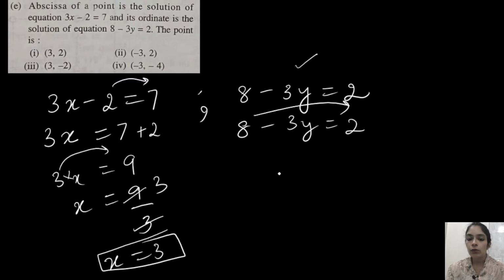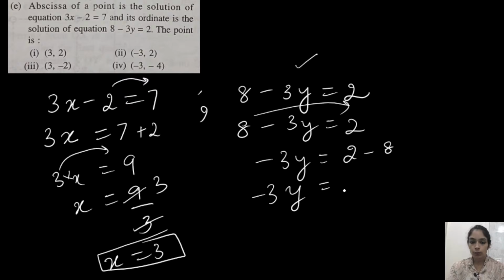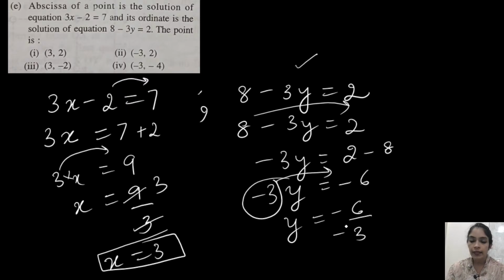Let's shift 8 to the other side. So minus 3y is equal to 2 minus 8. So minus 3y is equal to 2 minus 8, which is minus 6. Then y is equal to minus 6 by minus 3, because when we shift this to the other side it gets divided. Minus and minus sign will get cancelled. 3 into 1, 3 into 2. So y is equal to 2.